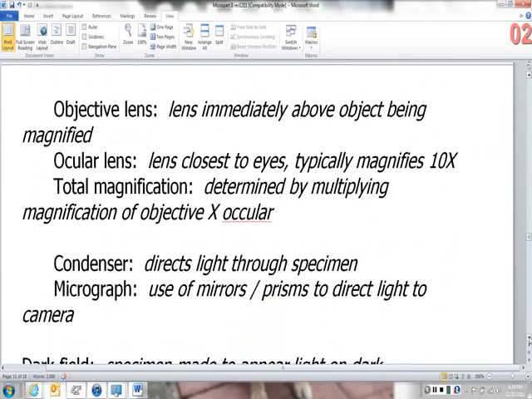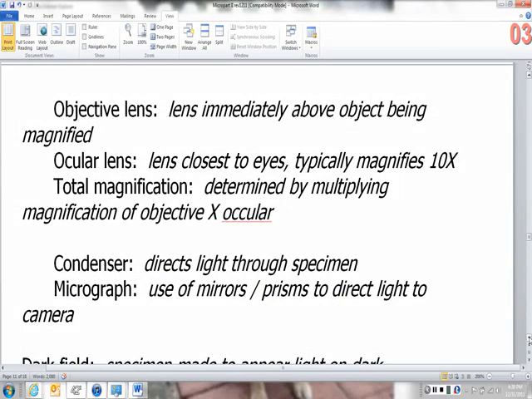The objective lens is found immediately above the object being magnified. The ocular lens is found closest to the eye and typically magnifies to 10x. The total magnification is determined by multiplying the magnification of the objective times the magnification of the ocular lens. The condenser sits below the stage and directs the light through the specimen.